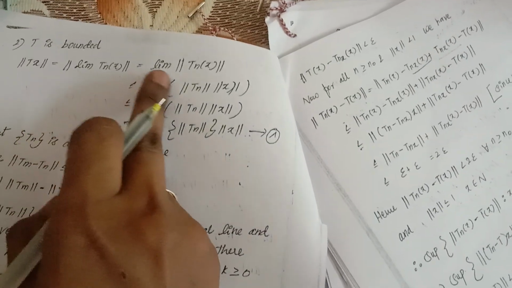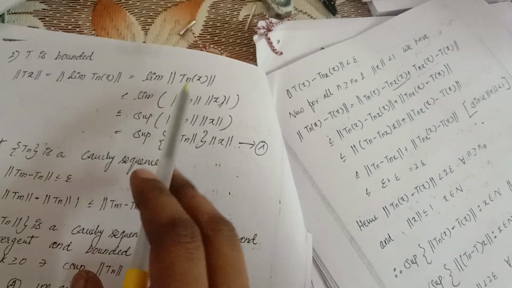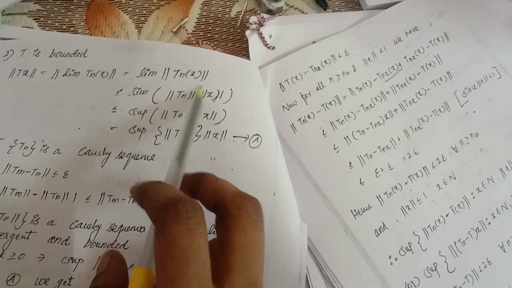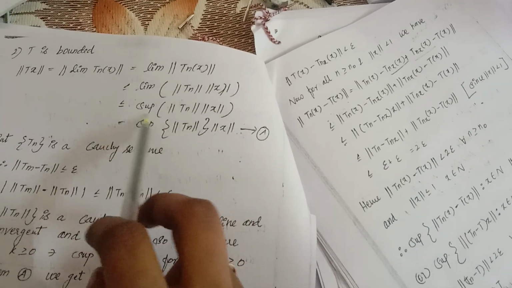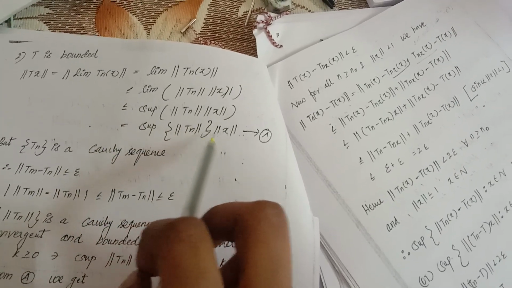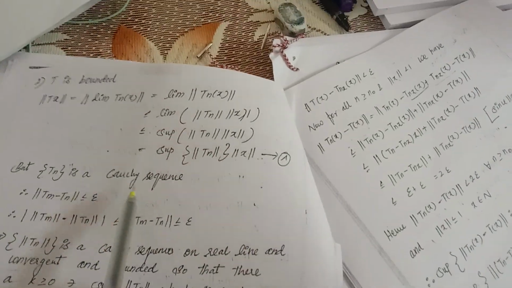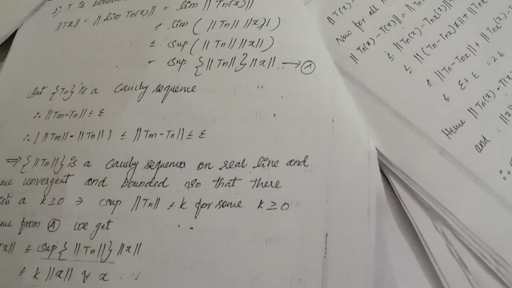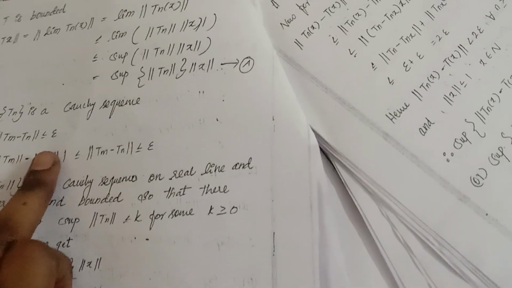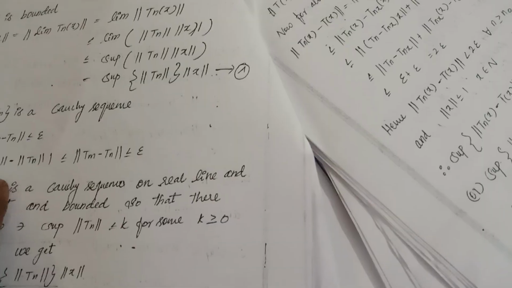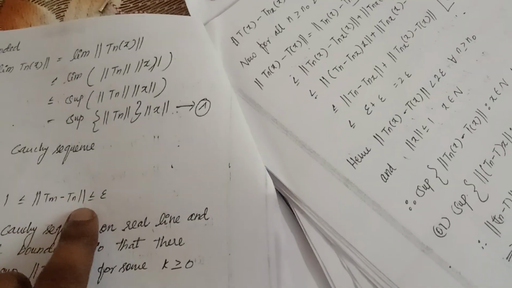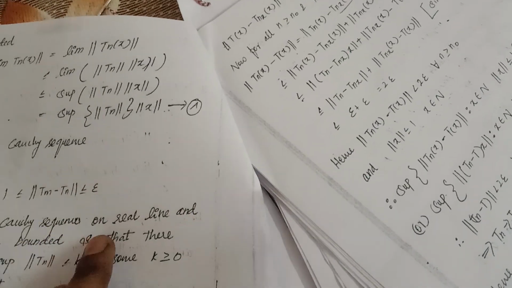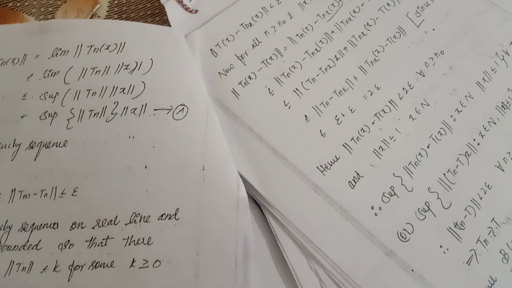Then boundedness. Norm of T(x) is the norm of the limit of Tn(x). If we take the limit outside, this is less than or equal to the supremum of norm Tn times norm x. Tn is a Cauchy sequence, so we know that norm of Tm minus Tn is less than epsilon. So the modulus of norm Tm minus norm Tn is less than or equal to norm of Tm minus Tn, which is less than epsilon. So the sequence of norms is Cauchy on the real line and hence convergent and bounded.